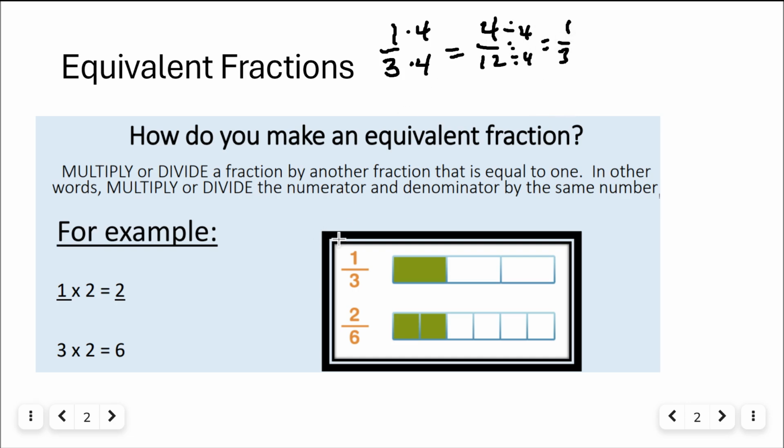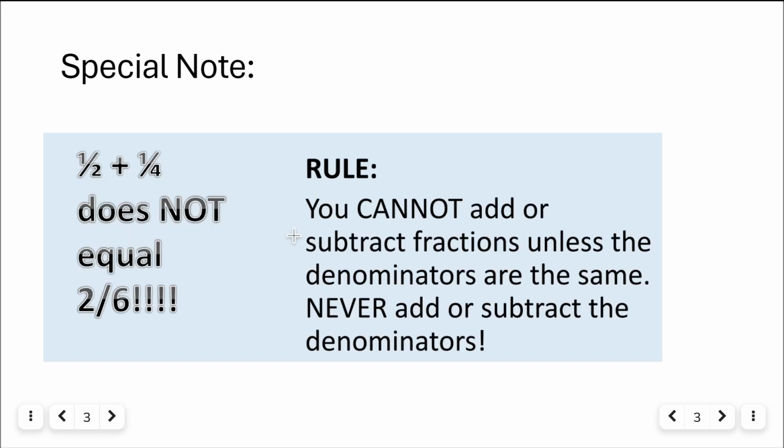Down here, we have the same idea, 1/3 and 2/6. If I multiplied the numerator and denominator both by 2, I would get 2/6. 2/6 is the same as 1/3. So we're going to need that to add and subtract fractions.